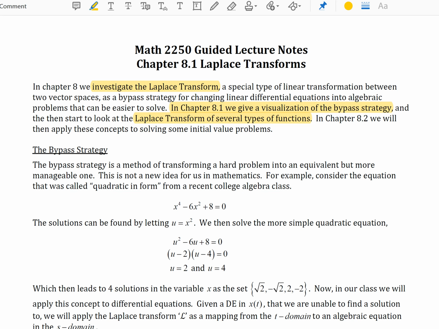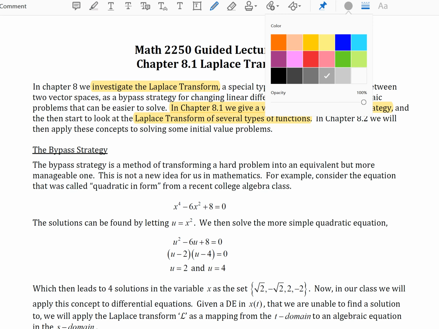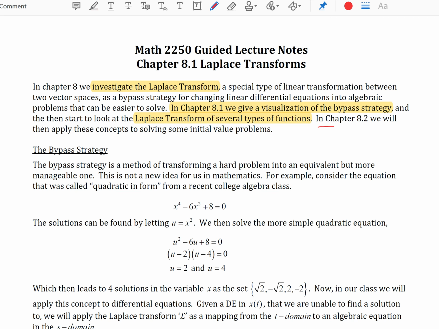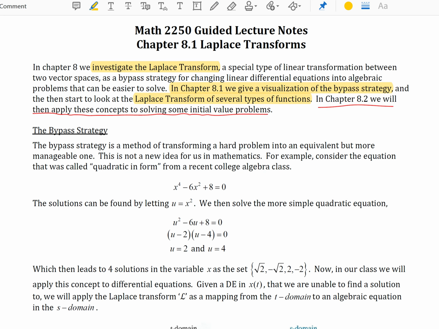In Chapter 8.2, we will then apply these concepts to solving some initial value problems. Now let's look at the bypass strategy first. The bypass strategy is a method for transforming a hard problem into an equivalent but more manageable one.